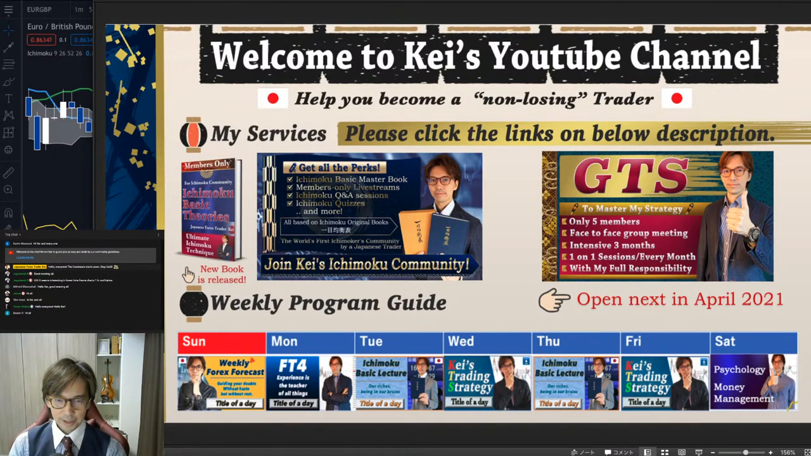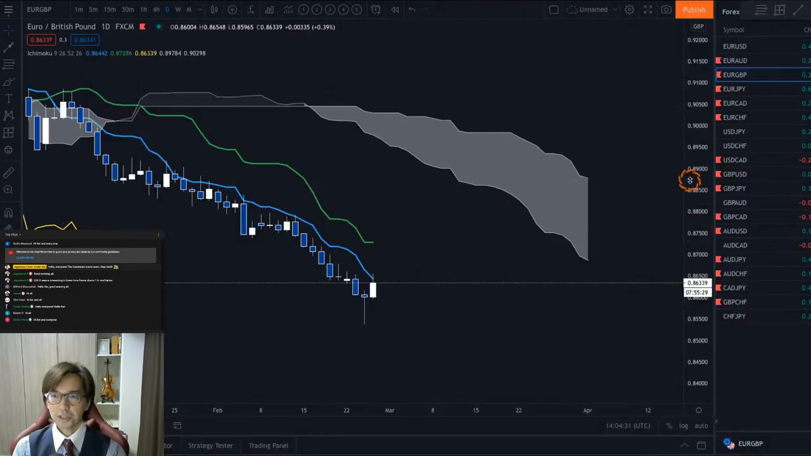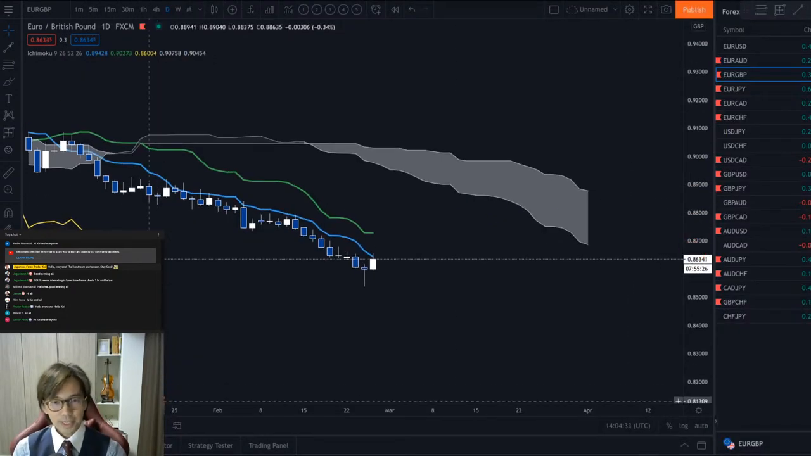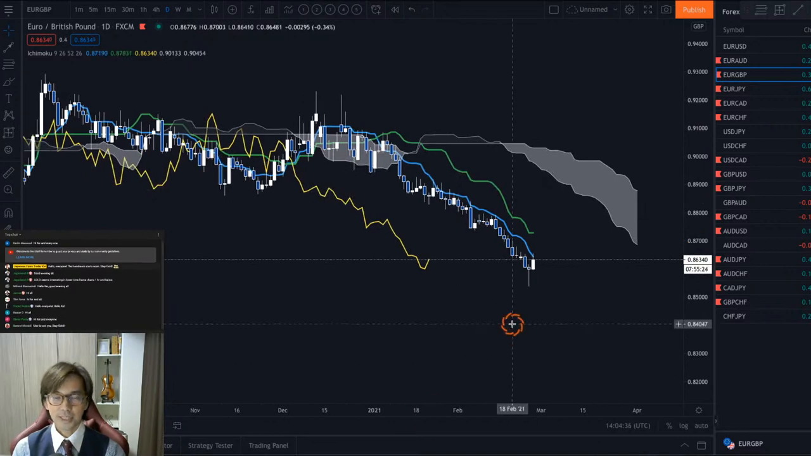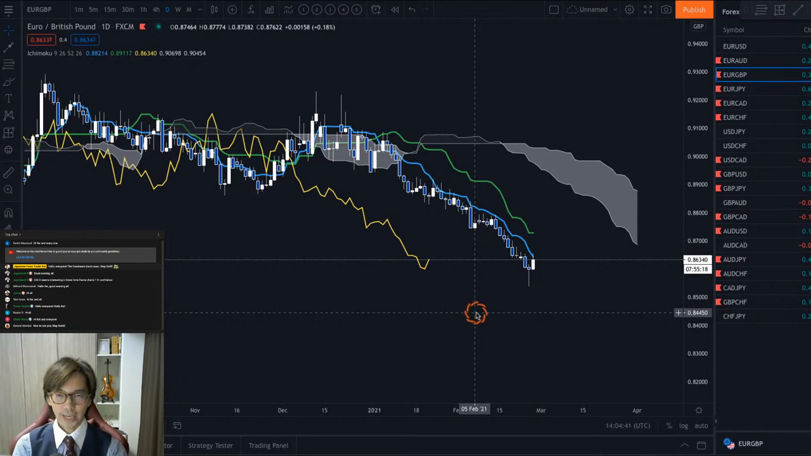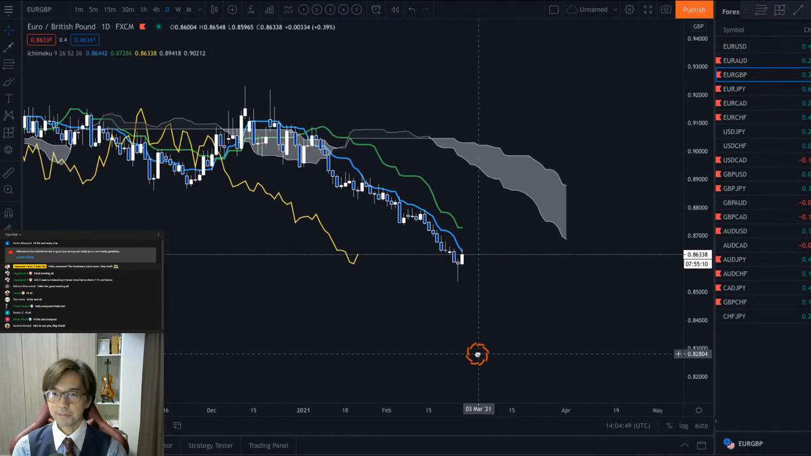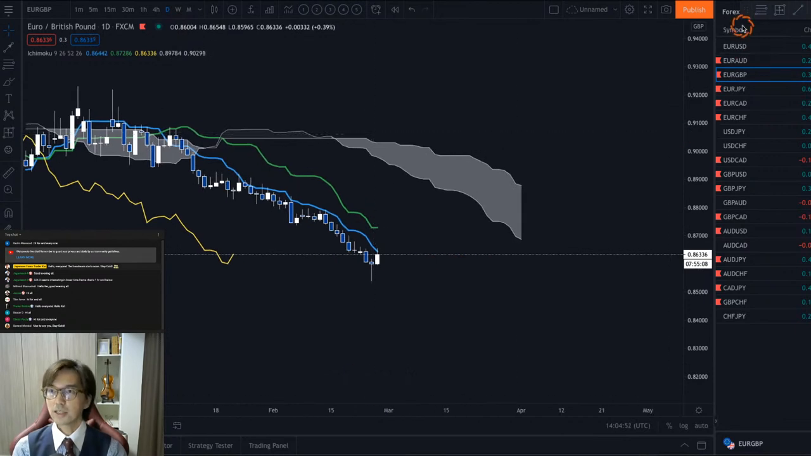So, today, first, I would like to talk about the Kumo thickness, because I've gotten some emails with questions about the Kumo thickness, what it means, and how we can interpret it. So that will be my main focus today. So speaking of the Kumo thickness, let's check gold. Let me go to the gold right now.